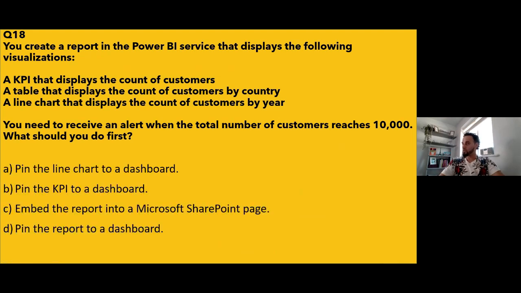So I sort of covered this in one of my sessions when I did the errors and exceptions. The first thing you would need to do is pin the KPI to the dashboard, because you can't have an alert on the chart or on a particular report. You can have an alert on a KPI value. So you set the alert on that particular KPI that's been pinned to the dashboard, and then you will know when your customer count reaches 10,000. Okay, so the answer there is B.